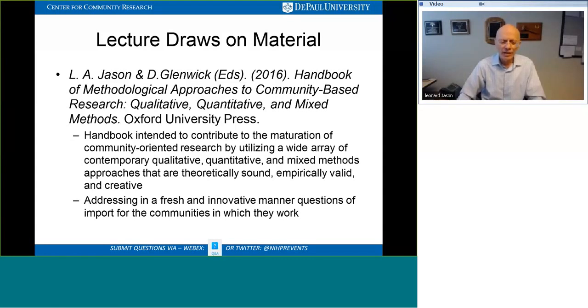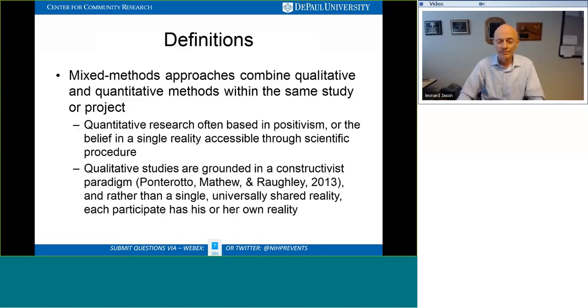In this handbook, Dave and I wanted to contribute something about the community-oriented approach, which utilizes a wide variety of contemporary qualitative, quantitative, and mixed methods approaches that were theoretically sound, empirically valid, and creative. We wanted to address in a fresh and innovative manner questions of input for communities in which they work.